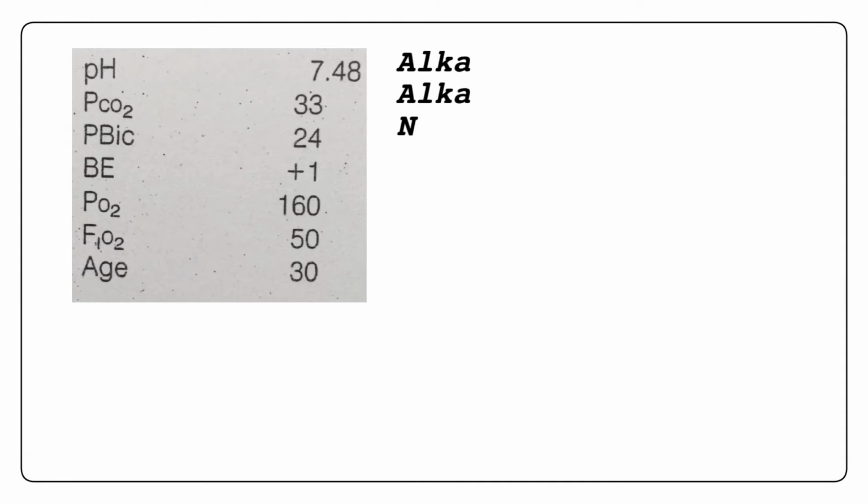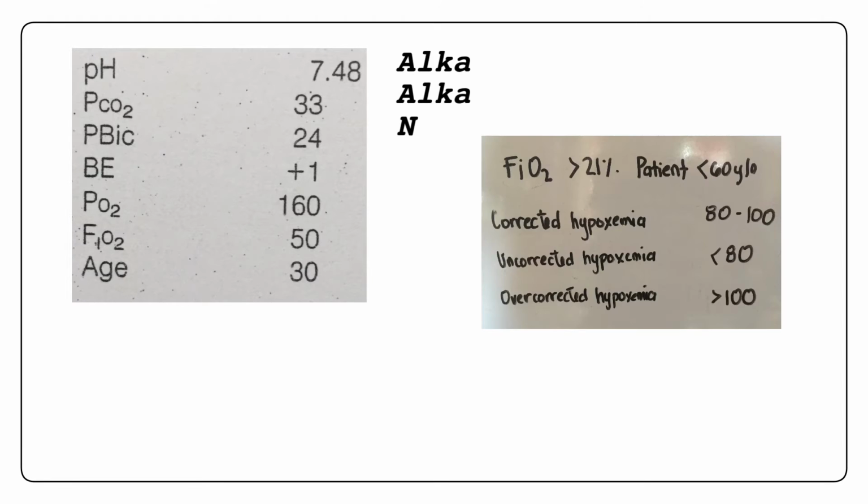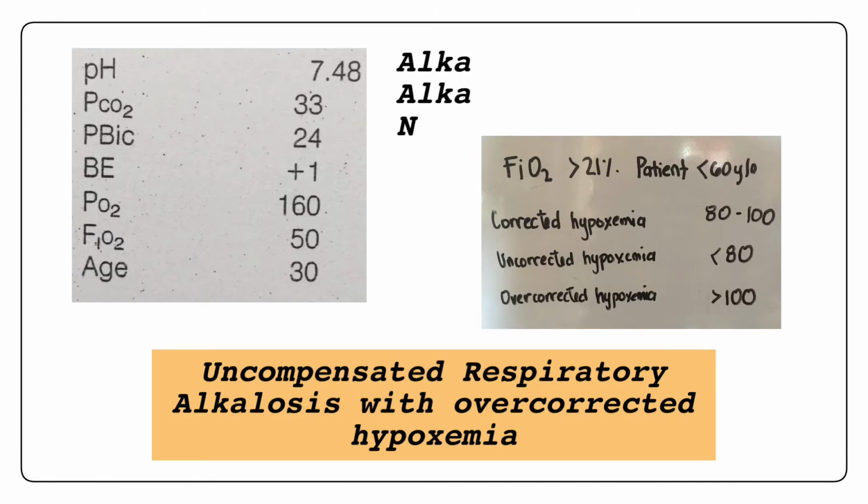This ABG result is an uncompensated respiratory alkalosis. Now let's look at the age of the patient that is 30 years old. Then we'll follow these guidelines. Look at the PaO2. It is 160, which means that is overcorrected hypoxemia.